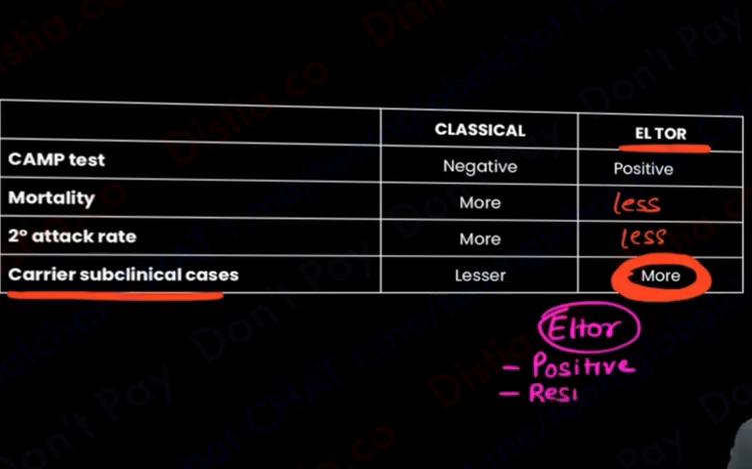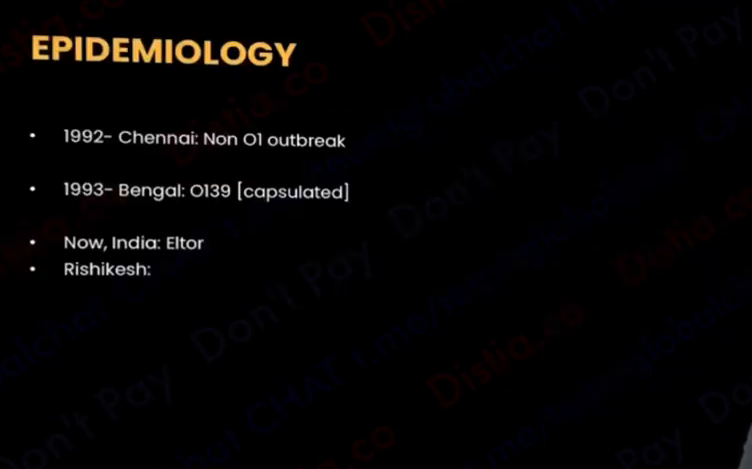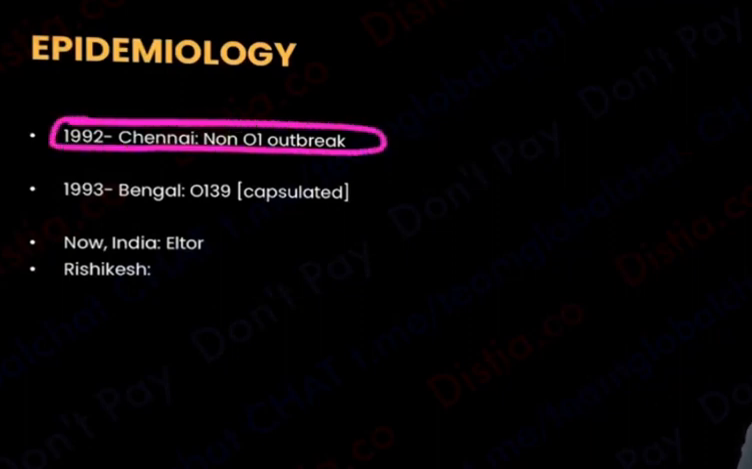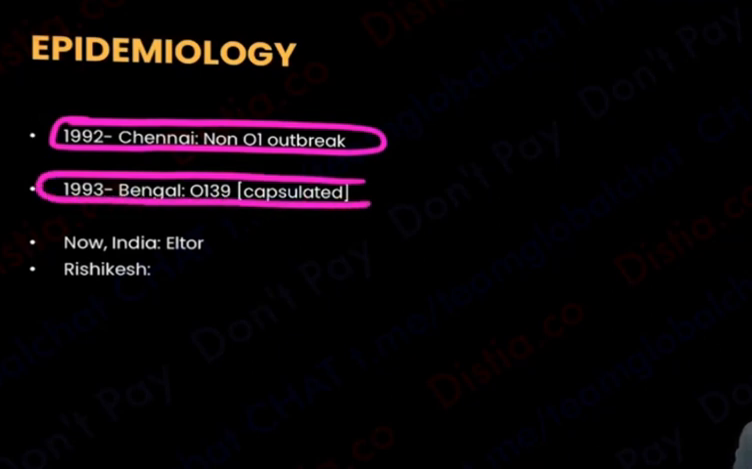Any sensitivity that will be asked, so LTOR is going to be resistant and it's going to result in a carrier state. So now I want to take you guys into a little bit of epidemiology because at a time when you were not even born, 1992, in Chennai, there was an outbreak of non-O1, not O1, the other O139 and others, and the O139 strain outbreak in 93 in Bengal was also quite famous.